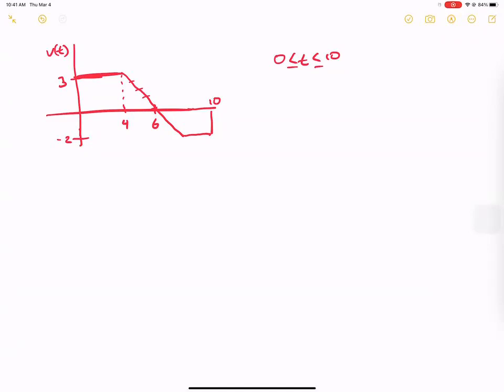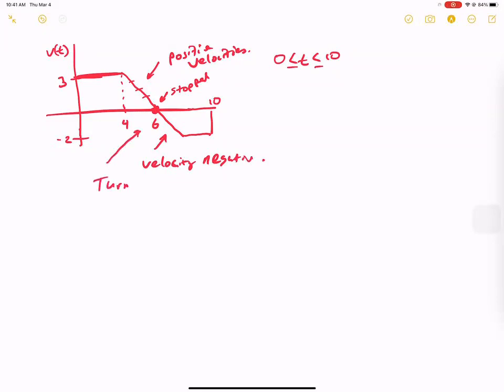But I am still gaining distance. These are still positive velocities, but I'm just not going as fast, so I'm not gaining as much distance. At some point, looking at 6, I stopped. And then I turn around. And what happens when my velocity is negative? That means I turned around, stopped, and turned around at t is equal to 6.